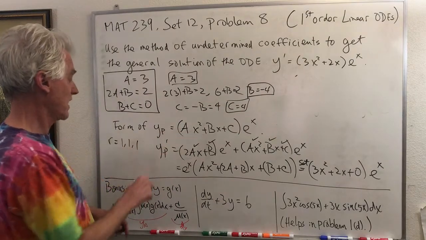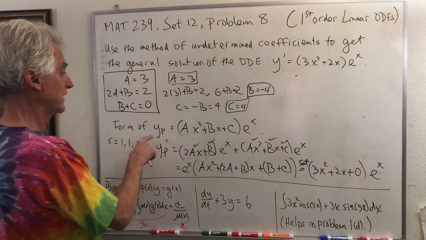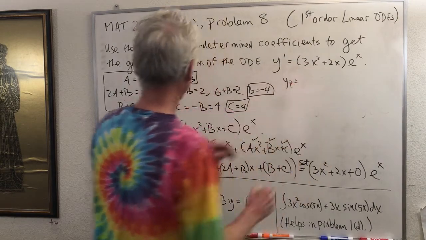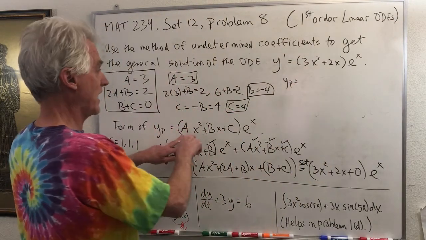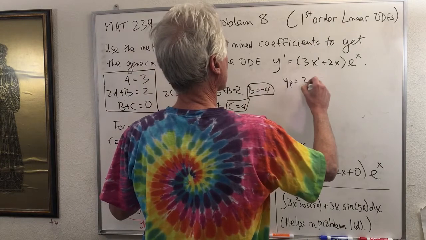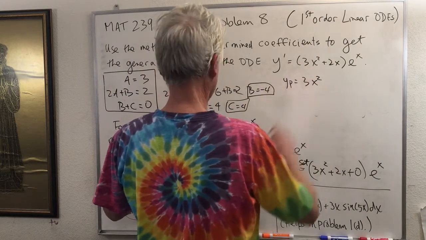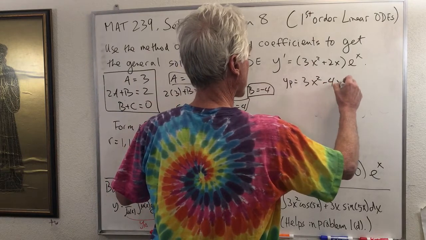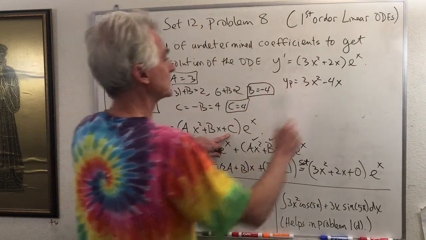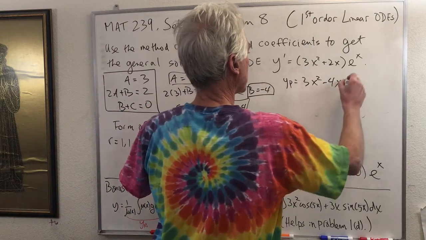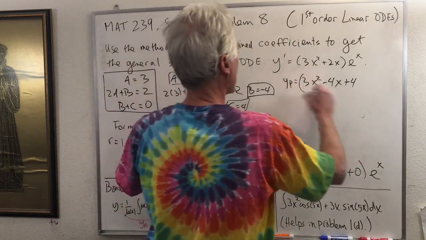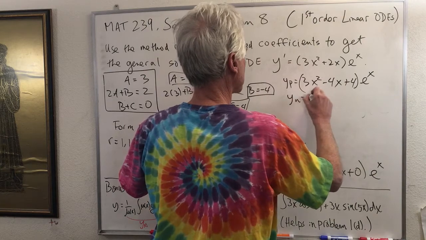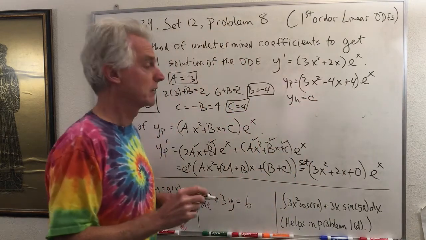So now the yp is a 3x squared plus b, which is minus 4, times x plus c, which is plus 4, all times e to the x, and yh is c, right?